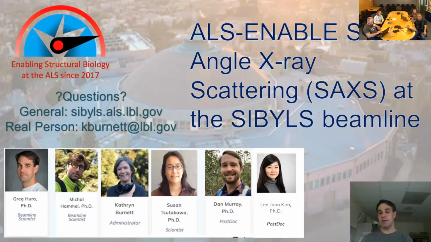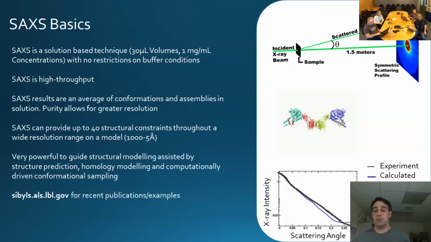Hi, everyone. My name is Greg. Wanted to start out with some basics for those of you who haven't done small angle X-ray scattering, maybe here for crystallography. Things I want you to know is that SAXS is a solution-based technique, sort of 30 microliter volumes, mg per mL concentrations. There are really no restrictions on buffer conditions, aside from melting the sample cell or something like that. So not a lot of sample prep. And then on top of that, it's high throughput, so you can collect a sample in a second.